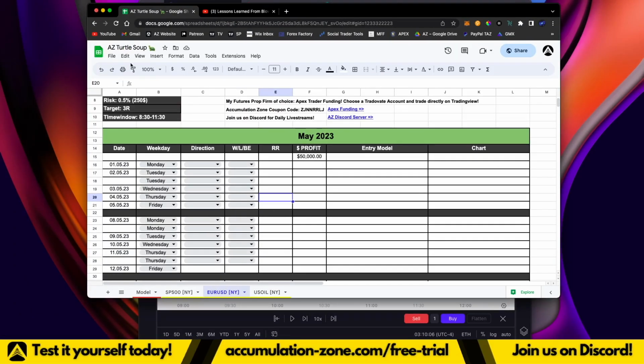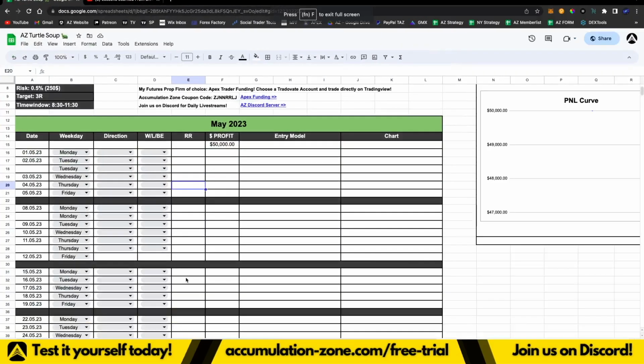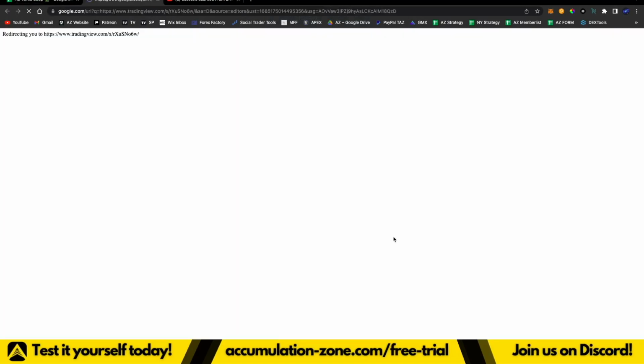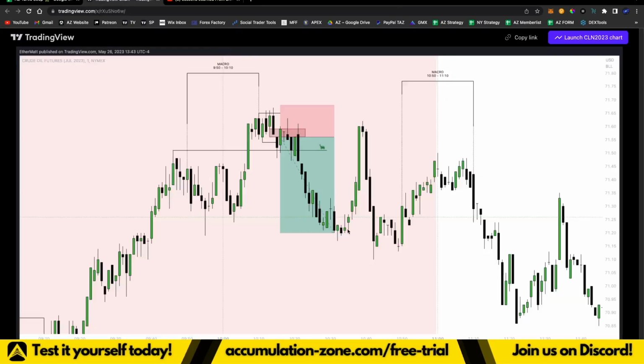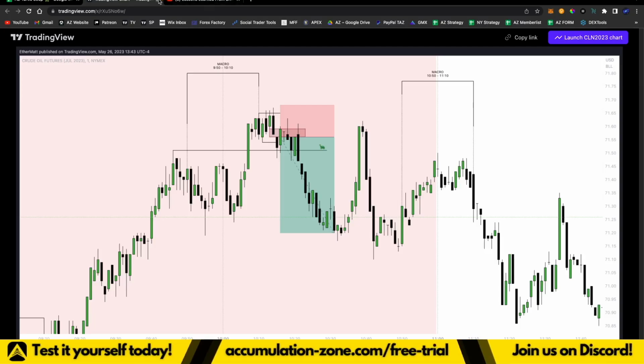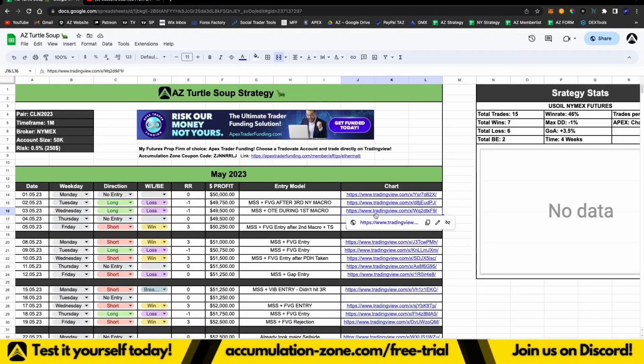That's our backtesting sheet. If I open it up in full screen and I open up the US oil chart and we just click on that first winning trade right here. Let's see. So we have our high of the day. Okay, now we don't see it there. Maybe this one.